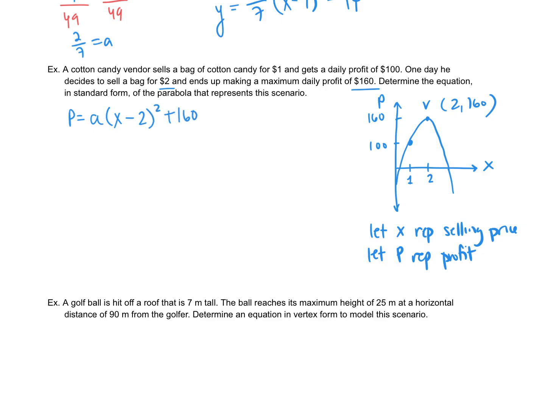Now I'm going to sub in my helper point, and my helper point is this one here, which is (1, 100). The profit is 100. The selling price is 1.